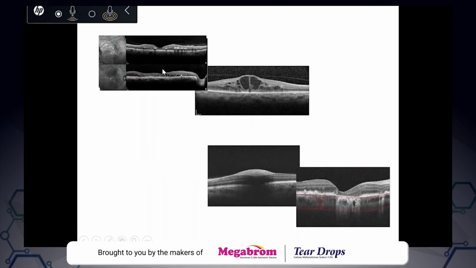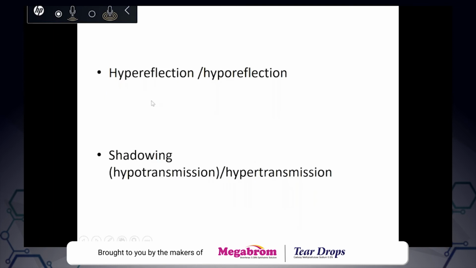Look at this. Here you are seeing something in the OCT scan. They are hyperreflective structures. This is reflection. Look at this. There is something hyporeflective. One is hyperreflective, one is hyporeflective. Look at this again here. So it can be hyperreflection or hyporeflection.